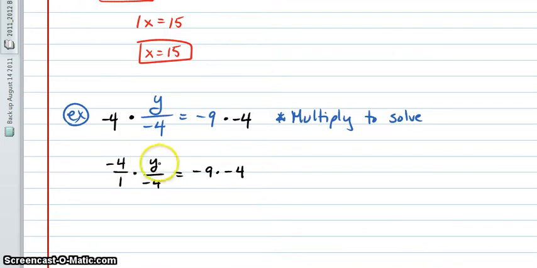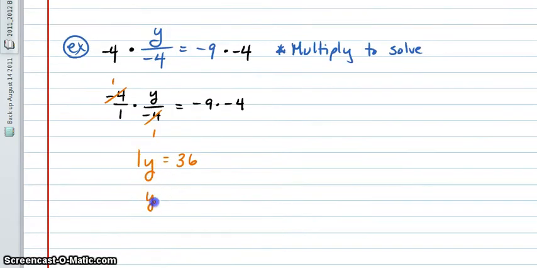I'm just rewriting it a little bit so we can see the math. We can see what happens. Here you'll notice that -4 divided by -4 cancels out to 1. And that's what we want. We want it to cancel out to 1 so that we have y alone, 1y. Okay. And we can do the math over here. We get a positive 36. 1 times y is y. Okay, and there's my solution.